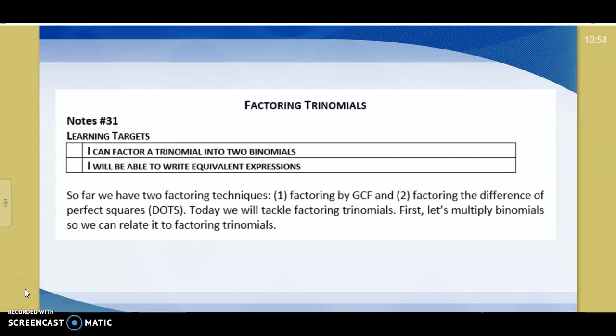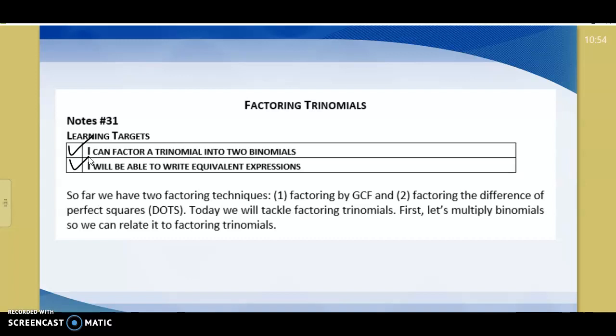All right, learning targets. By the end of class, you'll be able to factor a trinomial into two binomials and be able to write equivalent expressions. It is very important that you can understand this as being equal or the same as something else. So we're just trying to write it in a slightly different way.